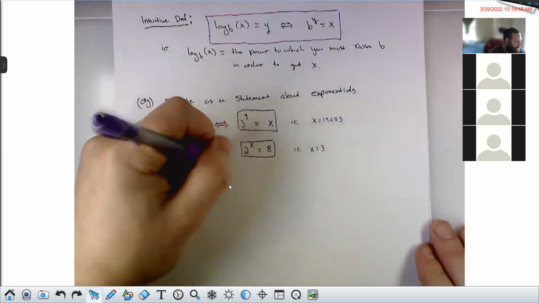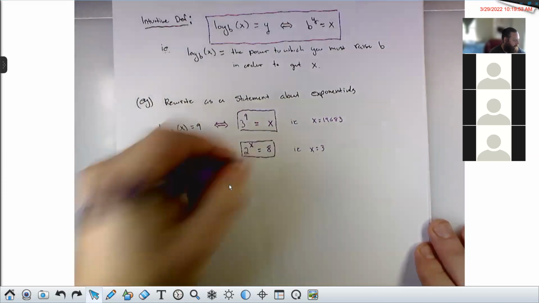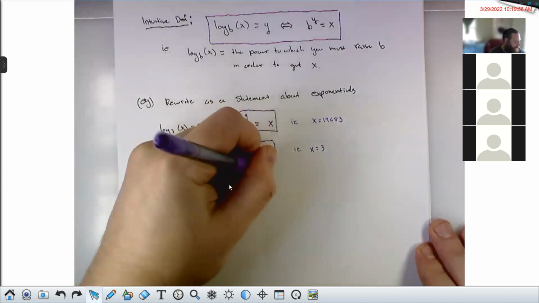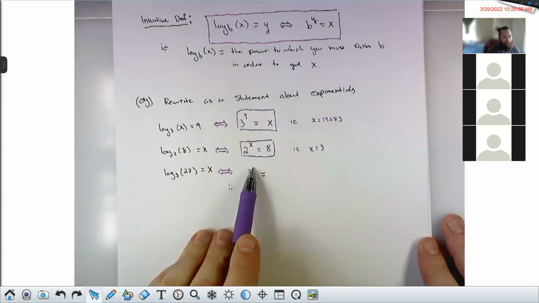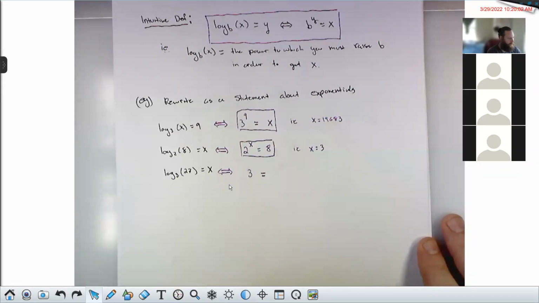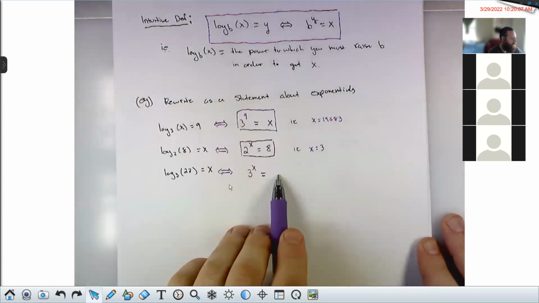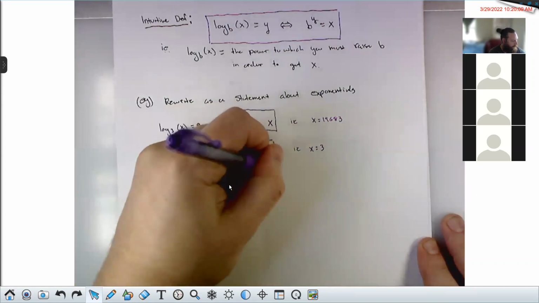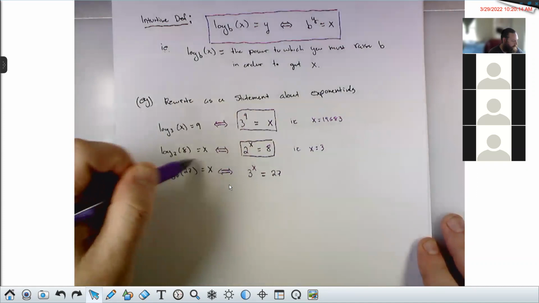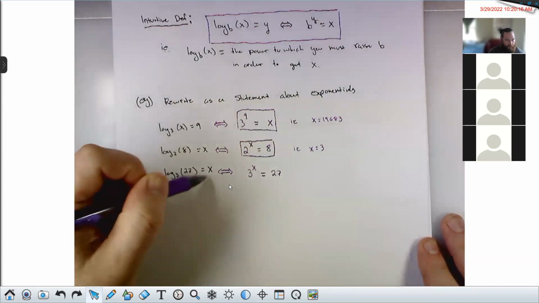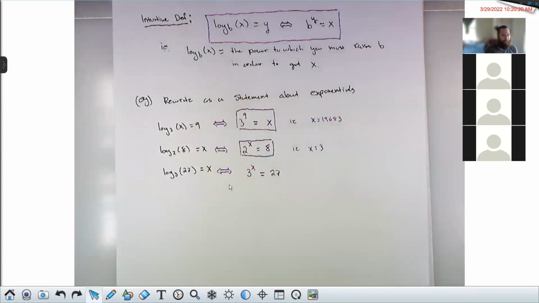Let's try it again, this one. The base here is 3, so I'm going to have 3 raised to some power is equal to something. What goes in the power here? X. Very good. What goes on the right-hand side? 27. Perfect. I've heard people describe this as kind of a hook, like 3 to the x equals 27. They kind of draw these arrows hooking things around. If you like that, go for it.